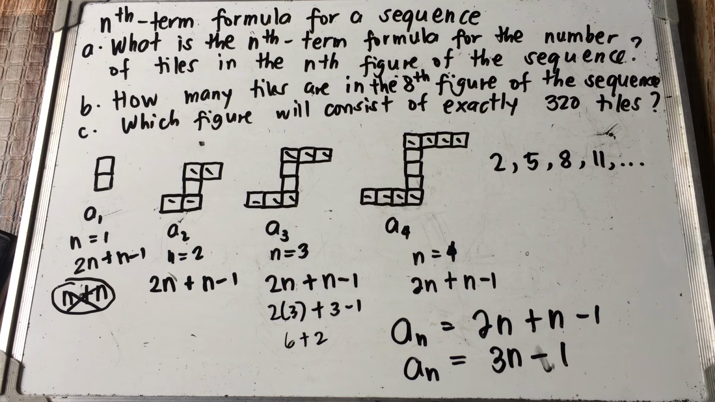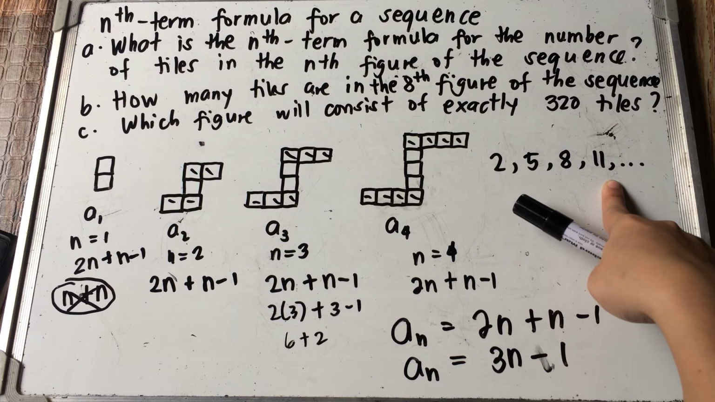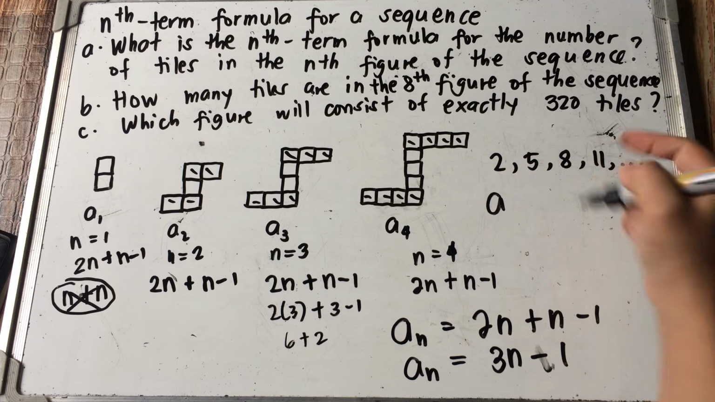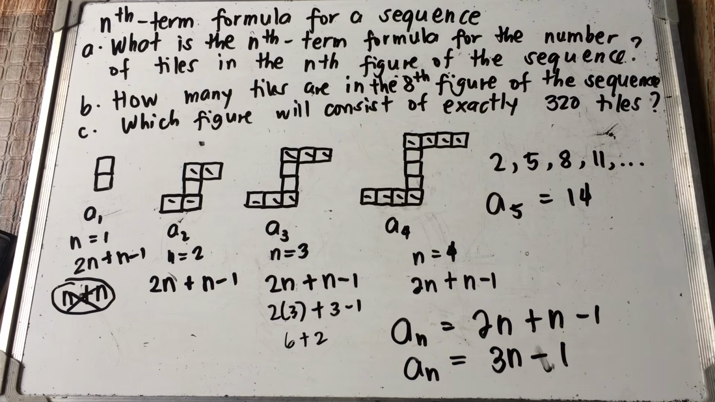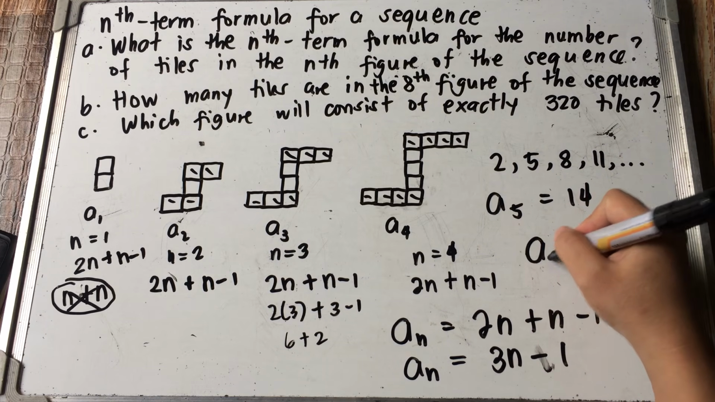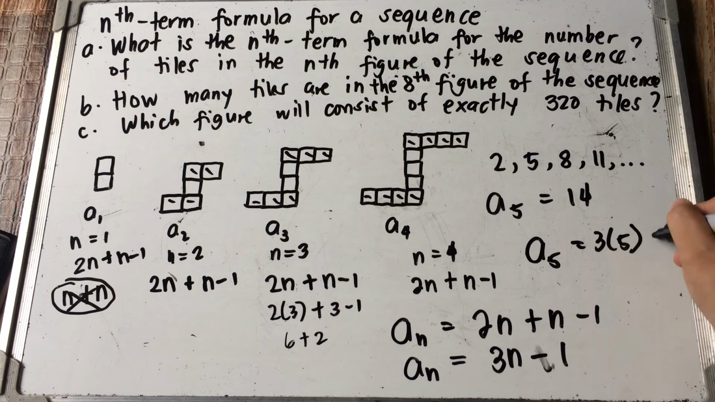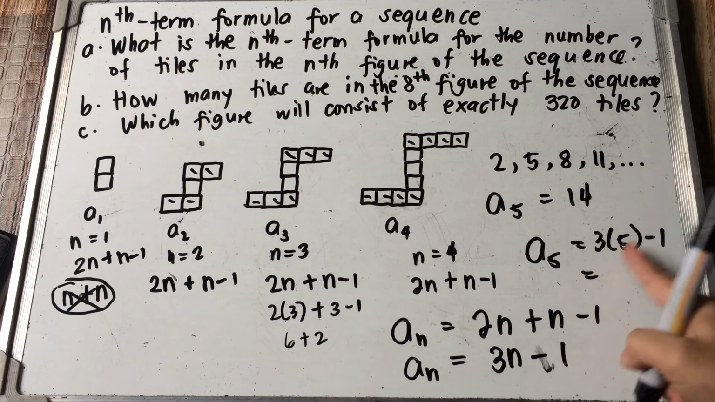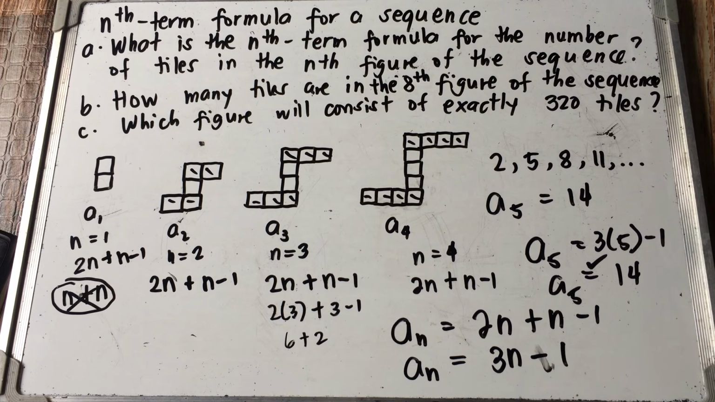So, i-verify natin. Alam naman natin na ang next term dito ay 14. So, pang ilan ba yung 14? Pang 1, 2, 3, 4, 5, pang 5. So, kung ang n ay 5, A sub 5, ipalit lang natin dito. So, 3 times 5 minus 1, so equal to 15 minus 1, 14. So, tama. So, the formula of the given sequence is A sub n equal to 3n minus 1.